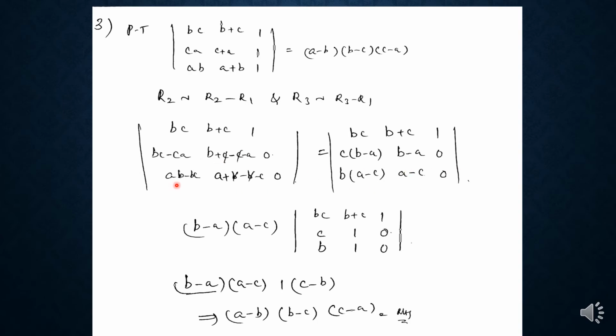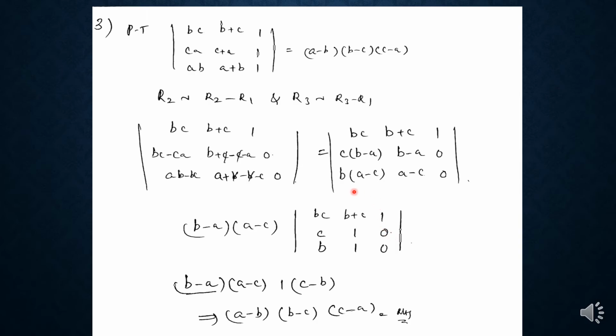Here we can take B as common, B into A minus C. Here we will get A minus C, 0. If we observe this determinant, in the second row B minus A is common. So take out that B minus A as common, B minus A into BC, B plus C, 1. From the second row, if we take B minus A as common, we will get C, 1, C, 1. Here B minus A is common, 1, 0.